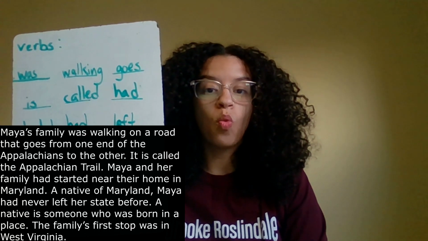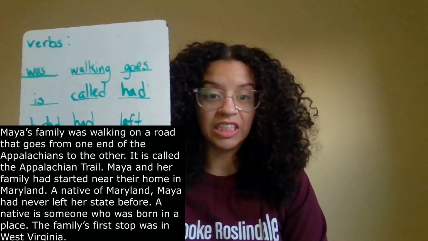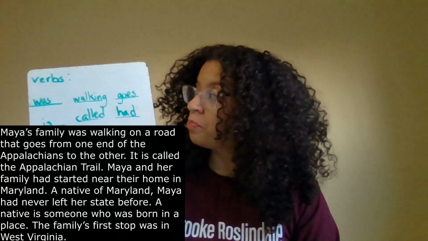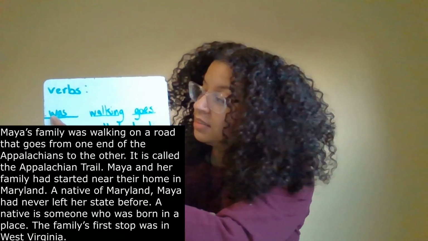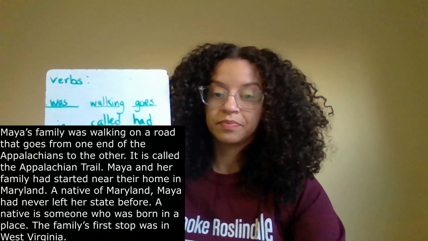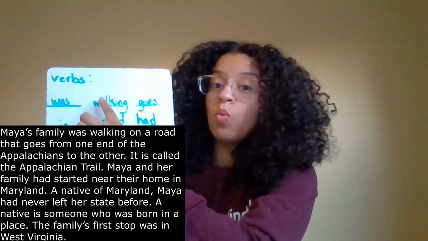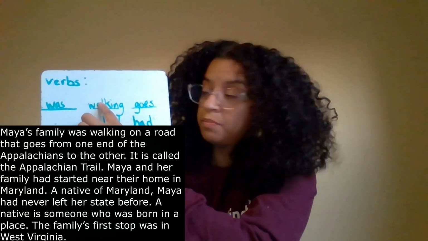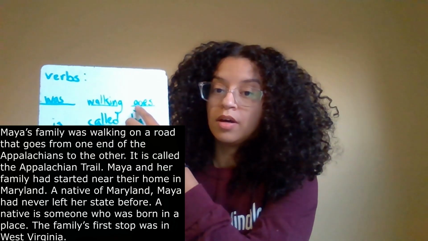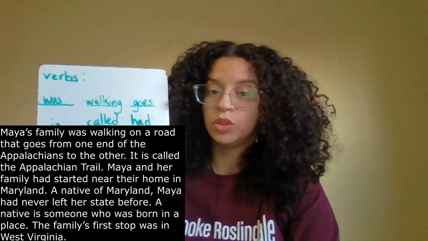Maya's family was walking on a road that goes from one end of the Appalachians to the other. Maya's family, well, we have a few being verbs. We have "was." And what was the action they were doing? They was walking on a road that goes. That is an action verb, from one end of the Appalachians to the other.